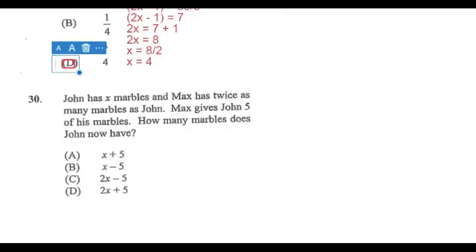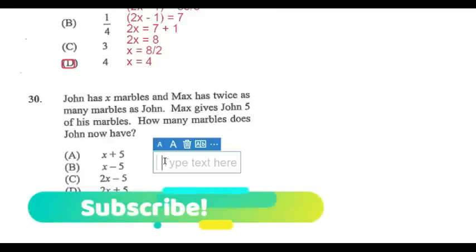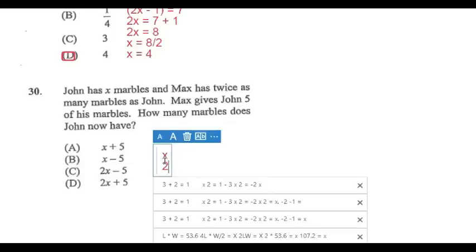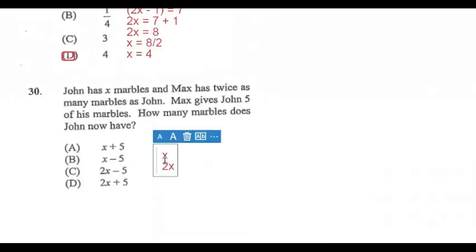Max gives John 5 of his marbles. How many marbles does John now have? So John has X marbles and Max has twice. So therefore we're using John's marbles as X and Max's as twice, which is 2 times X.